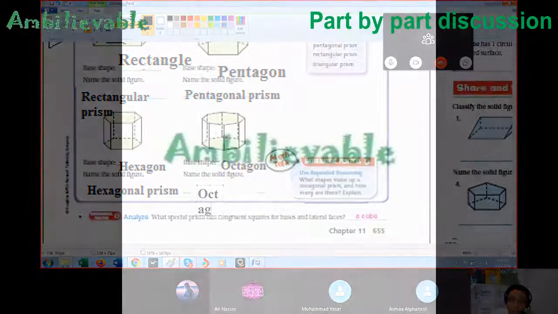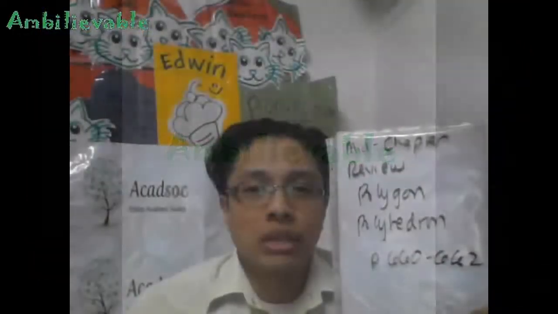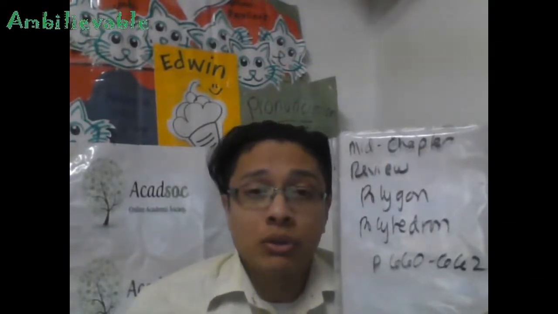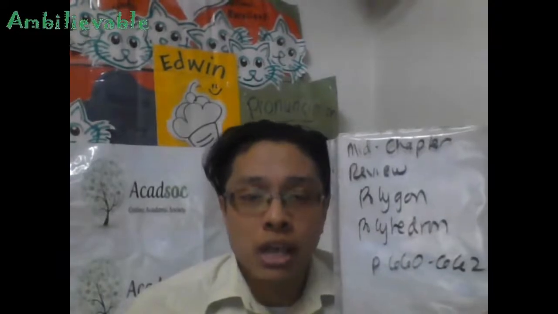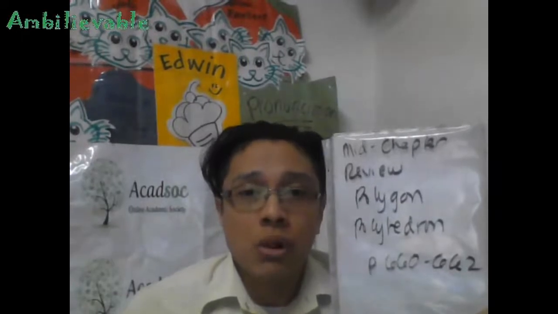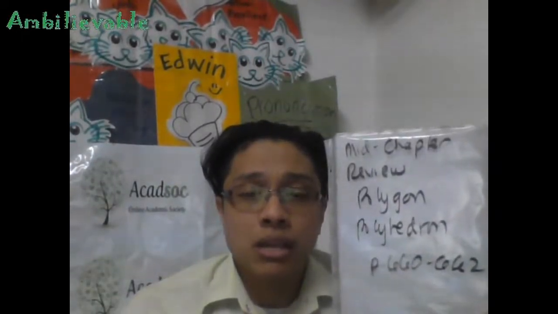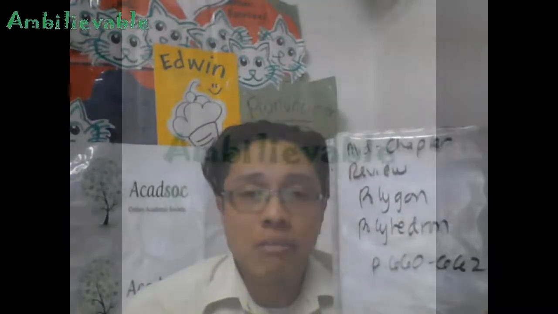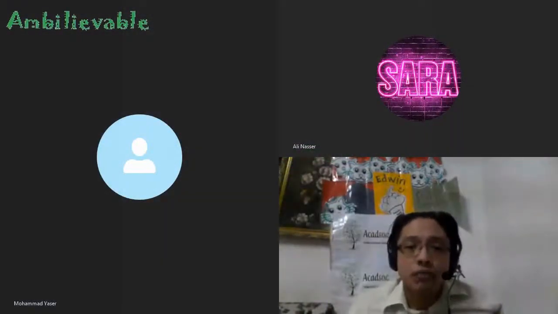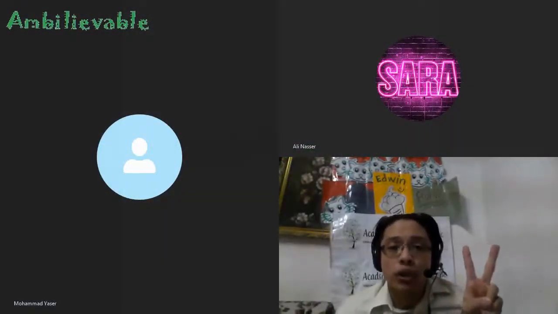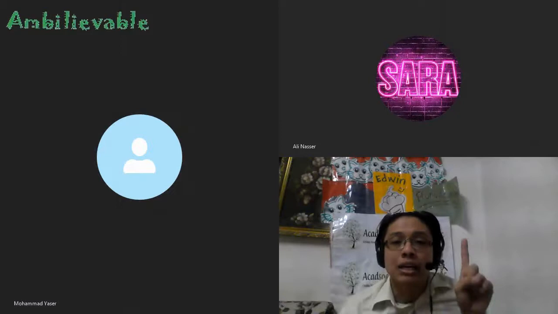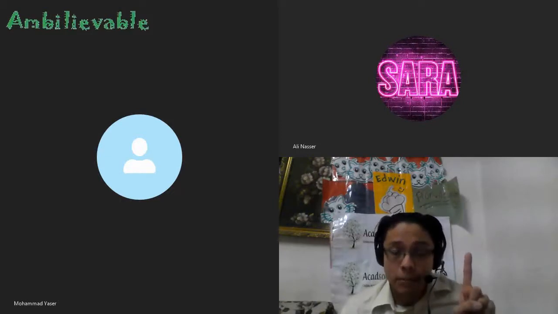So it means you understand the lesson. Okay. Good morning, grade 5. Today, our topic is all about the mid-chapter review. The mid-chapter review will tackle the lesson on polygons and polyhedrons, pages 660 to 662. I would like you to apply all your understanding about the polygon lesson and about the polyhedron lesson, which is the three-dimensional figure. Listen to the explanation. Grade 5, there are two options on how you are going to solve the formative assessment. First, download it in Google Classroom or in Skype.